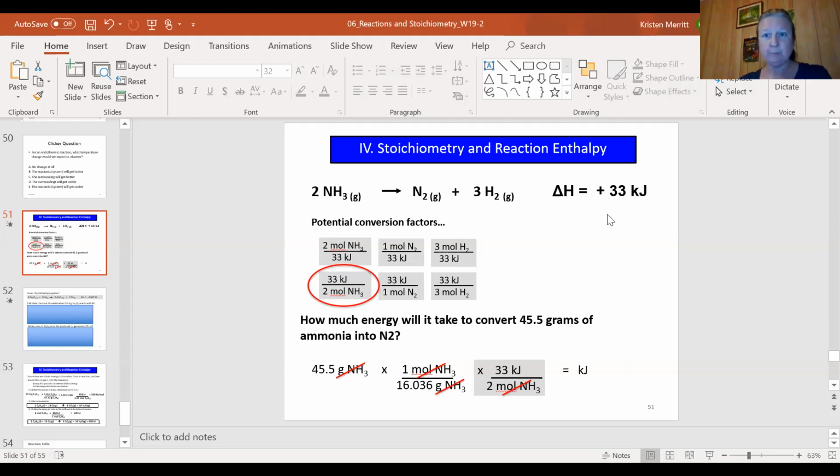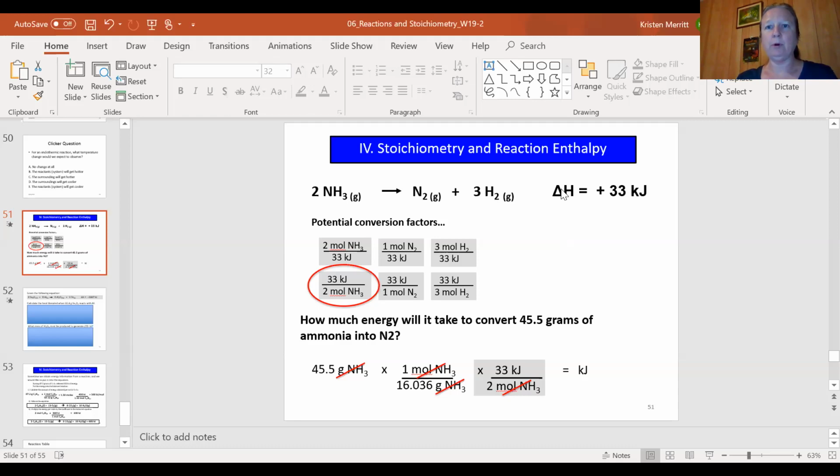So in this case, we have a delta H that's positive. Therefore, this is part of the reactant. I had to put 33 kilojoules of energy into this to make it happen. So you actually would put it over here on the reactant side: 2 ammonia gas plus 33 kilojoules yields. So you have to put the energy in to split ammonia into nitrogen and hydrogen gas.